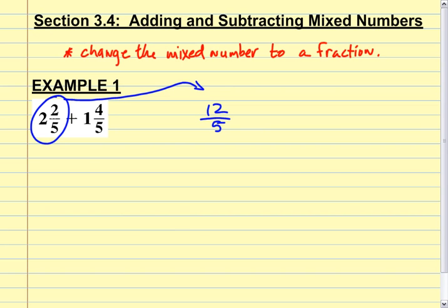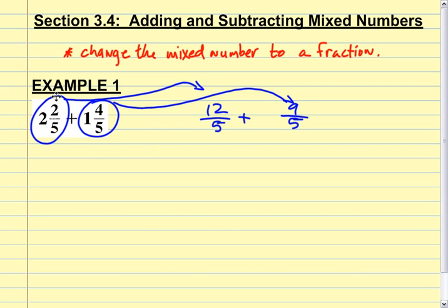Perfect. Thank you, Cedar. Luke, will you please change 1 4/5 to a fraction? 1 4/5, that is 9/5. Remember, bottom times big, 5 times 1 is 5, plus top, 5 plus 4 is 9. So 9/5. Okay? Fine.